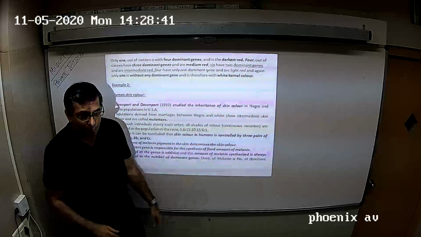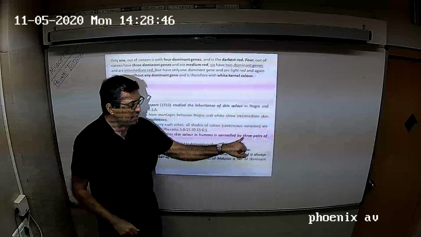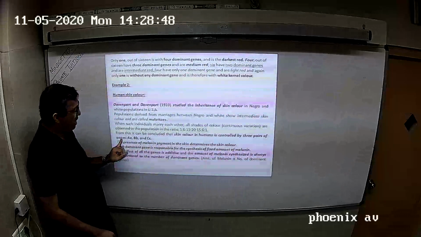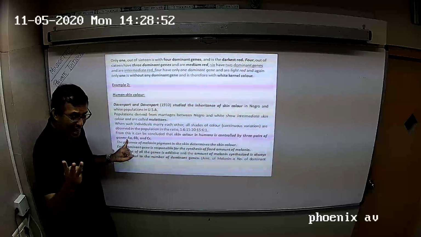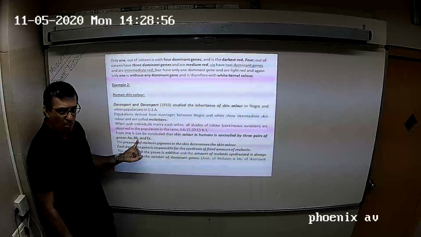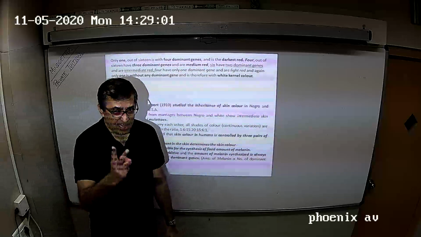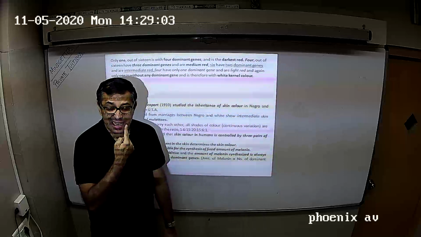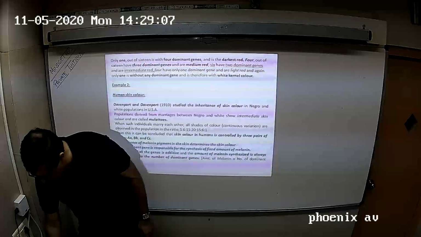1:6:15:20:15:6:1. And they found that skin color in humans is controlled by 3 pairs of genes. Not 2 pairs as in wheat, but 3 pairs. Capital A small a, capital B small b, capital C small c. So, wheat where there were 2 pairs of genes, human skin color there are 3 pairs of genes. And which are these 3 pairs of genes?